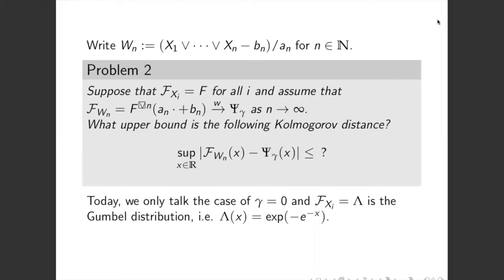Here, W_n are the renormalized maxima. We raise a natural question as follows. Suppose the sample distribution is F, and assume the distribution function of W_n converges weakly to a free extreme value distribution. Then what is the upper bound of the following Kolmogorov distance? Today, we only talk about the case of gamma equal to zero and the sample distribution is the Gumbel distribution.